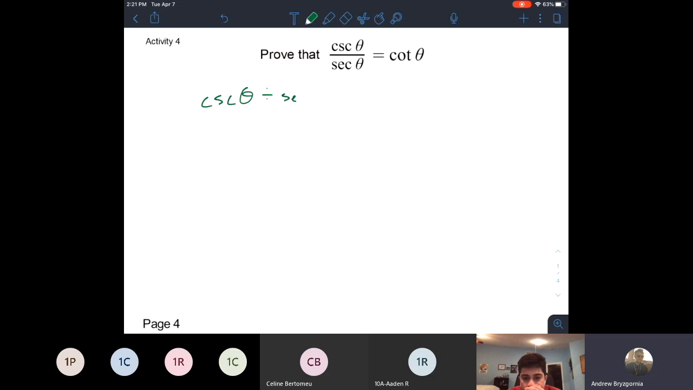So normally on the left side, if we've got divide by secant, we're supposed to multiply by the reciprocal. So what is the reciprocal for secant? Cosine? Yeah, so that's cosine. So instead of dividing by secant, we can rewrite this by multiplying with cosine.